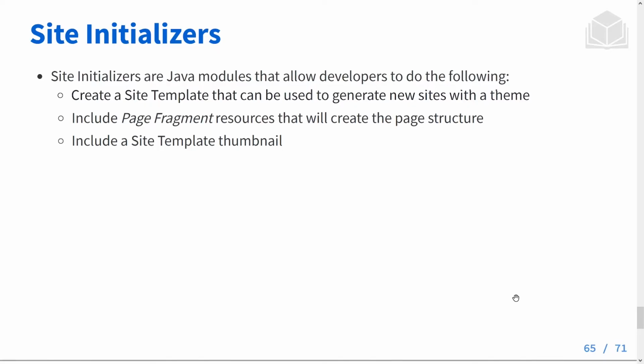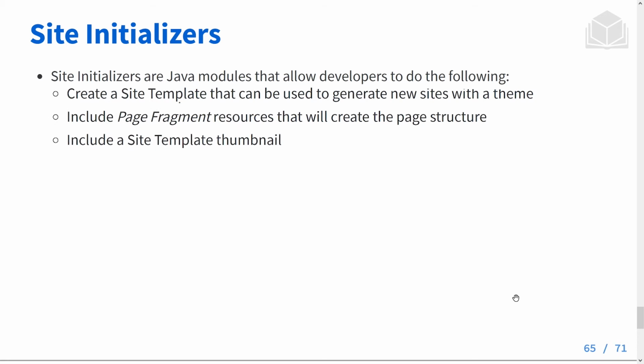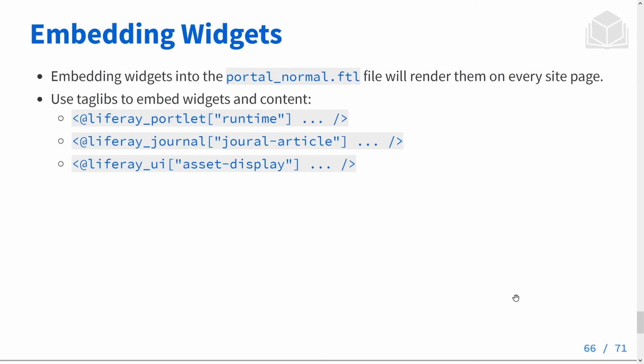Site initializers are Java modules that allow developers to do the following: create a site template that can be used to generate a new site with the theme, include page fragment resources that will create the page structure, and include a site template thumbnail. You can also embed widgets in your theme.